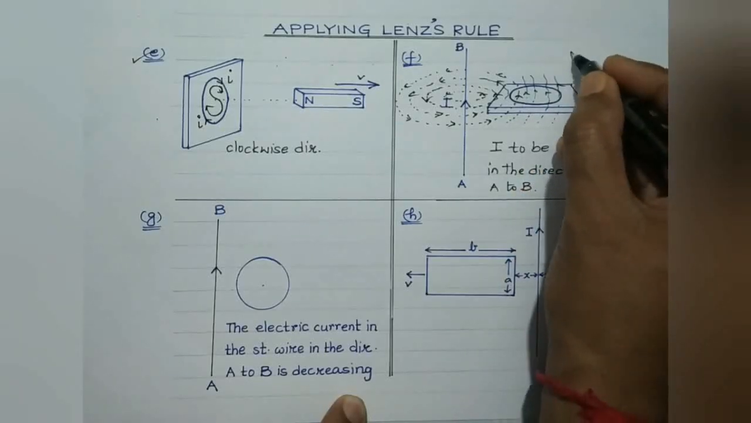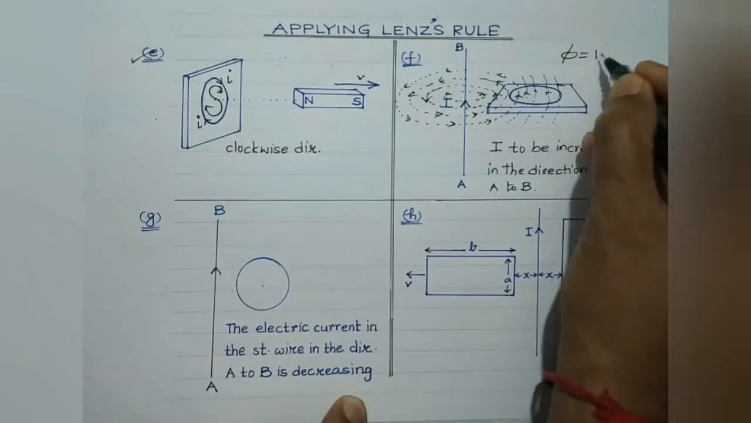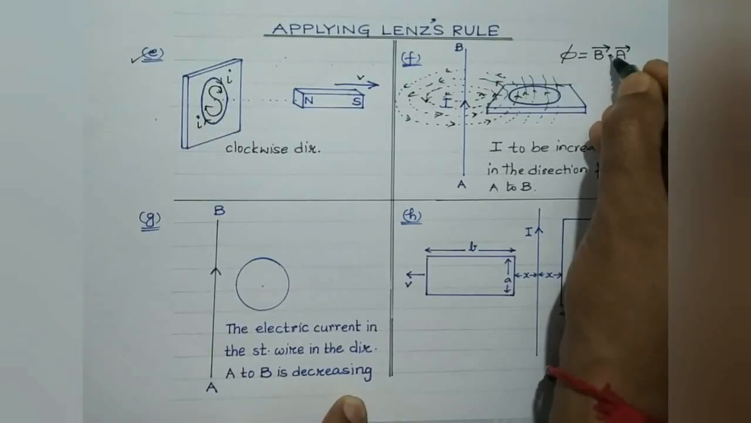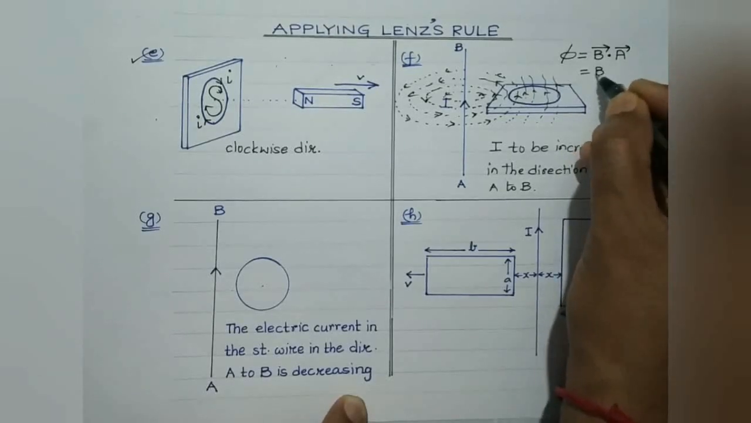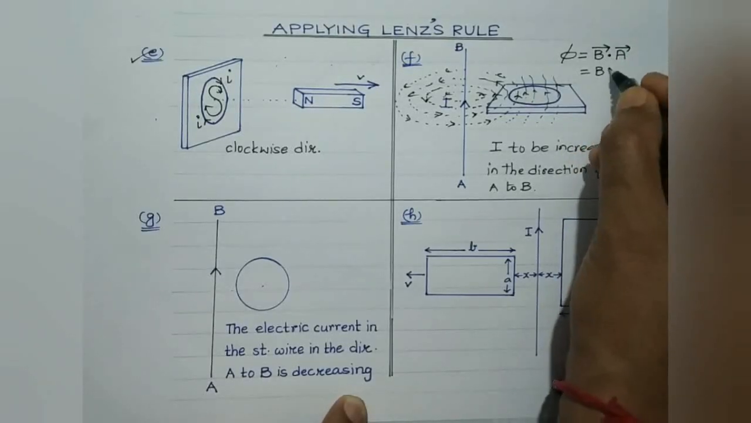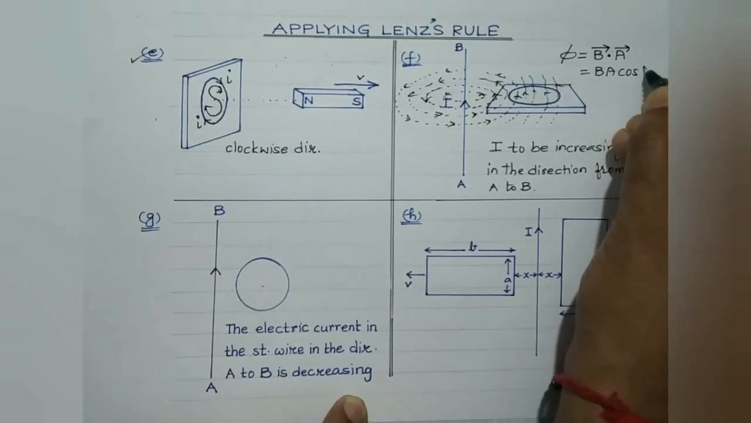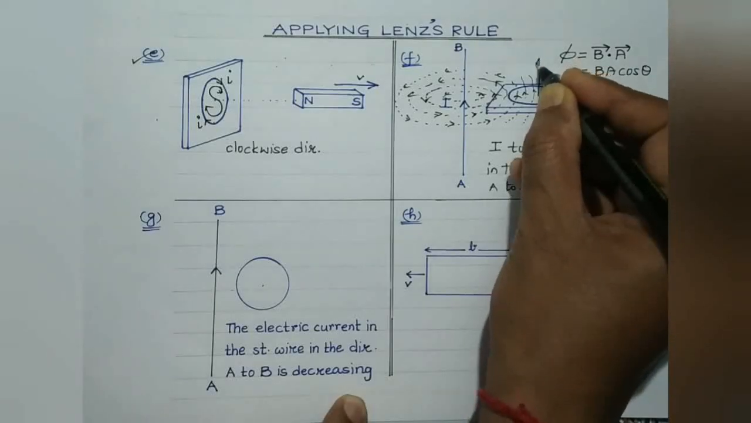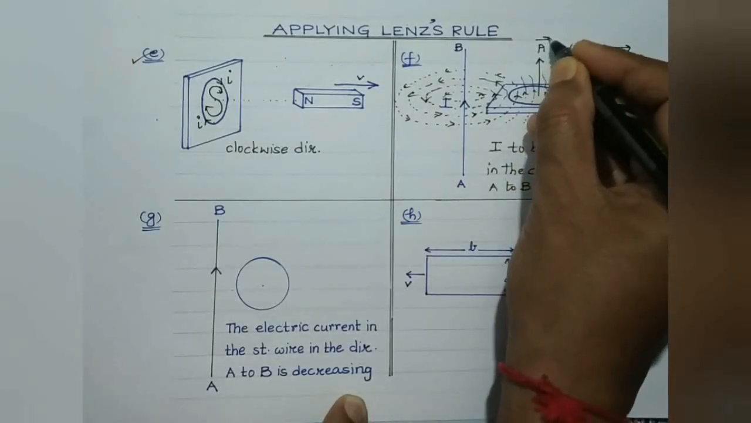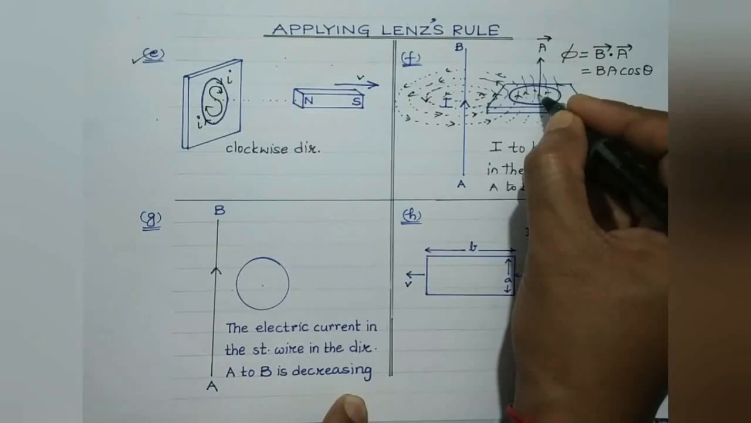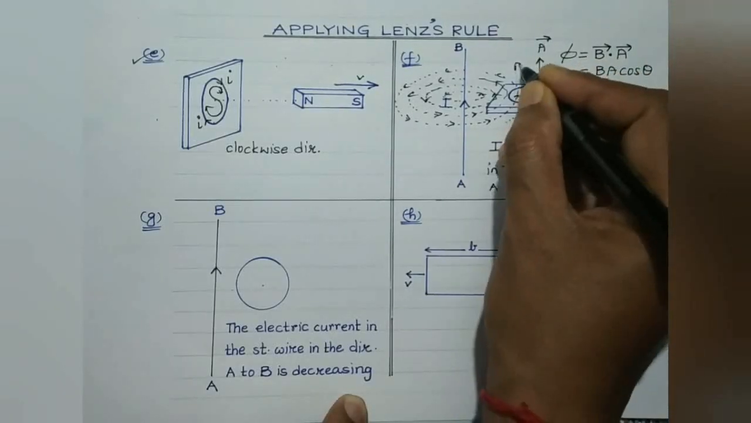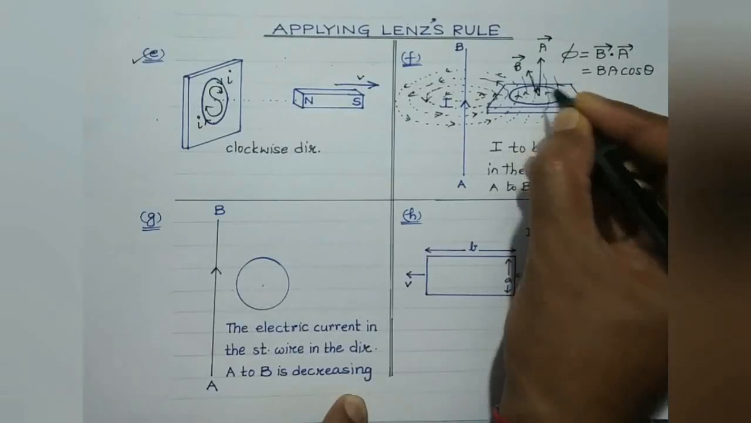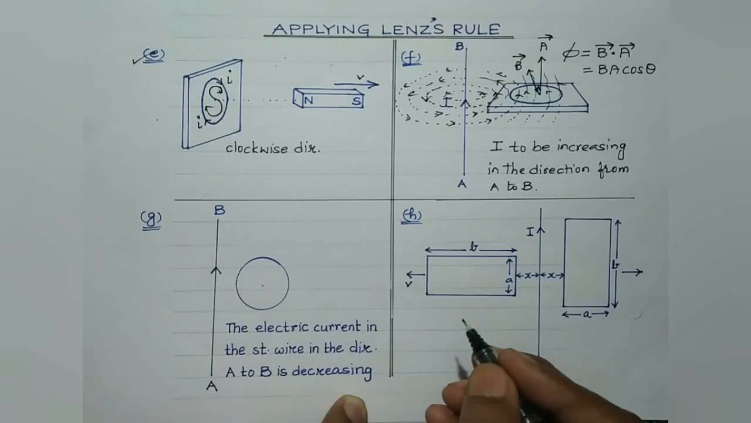Now students, magnetic flux is given by the scalar product of magnetic field and area vector. If the angle between the magnetic field and area vector is theta, then it is given by BA cos theta. Right? Now here, what will be the direction of the area vector? It would be like this. This is the direction of the area vector. And the magnetic field line will be along this direction, in the horizontal plane. So what's the angle between these two? It is 90 degree.